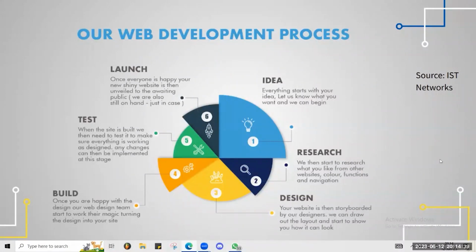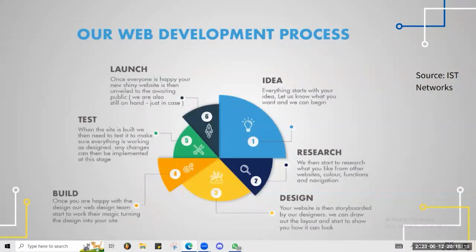Then what happened? The second stage, how does it happen? There is research behind it. We then start to research what you like from other websites, color, functions, and navigation. Don't we say at that point of time, hey, I want this. Have you seen this website? I like their color combinations. Hey, have you seen that website? I like the way they take us from one slide to the other, one page to the other. So that is when you show your choices, and the vendor or your web developer is equally going to do research and may give you a lot more other options.